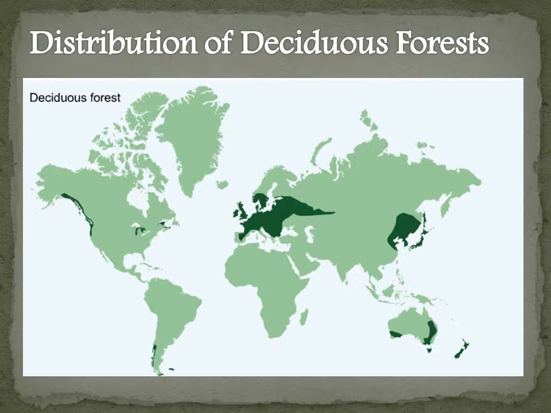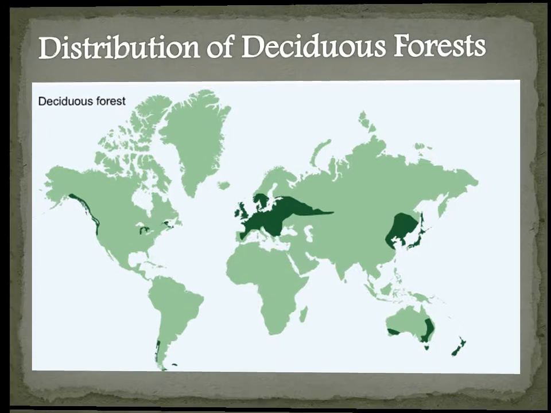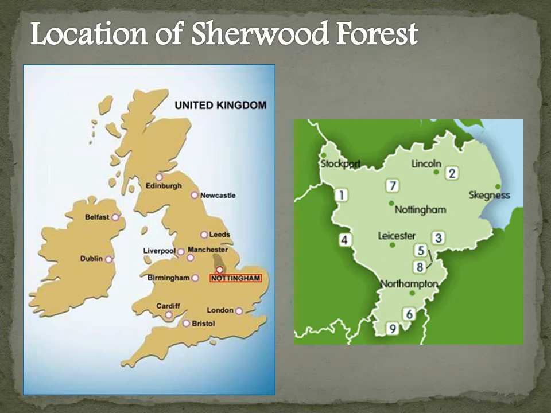Temperate deciduous forests are found between 40 degrees and 60 degrees north and south of the equator in areas such as Eastern America, Northeast Asia, in parts of China and Japan, and throughout the whole of Europe. Specifically, however, Sherwood Forest is located in the northwest of England in Nottinghamshire and is in Region 7 on the map.